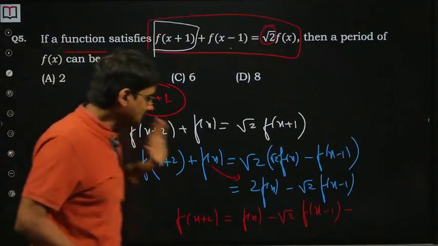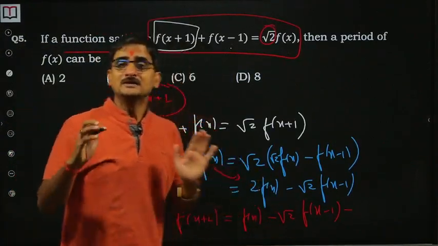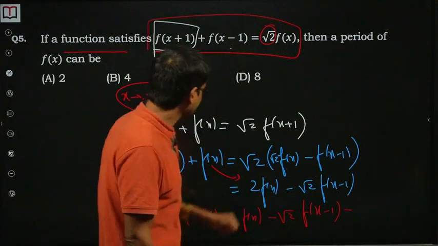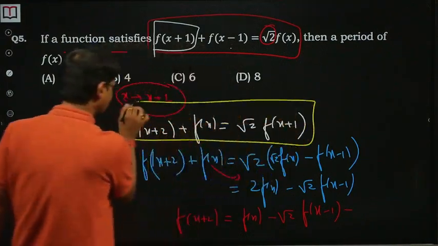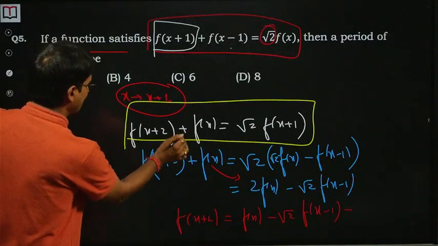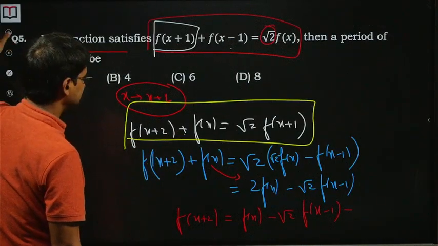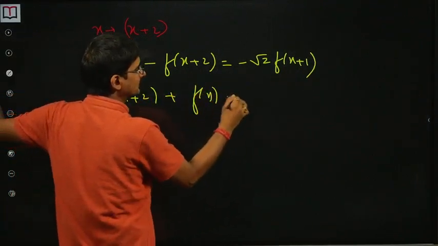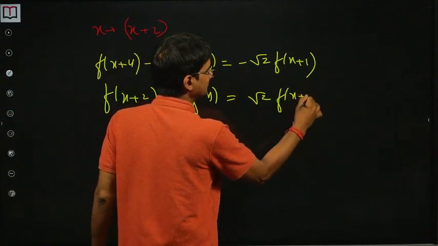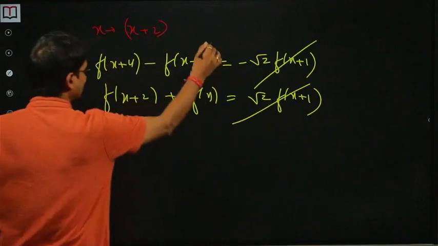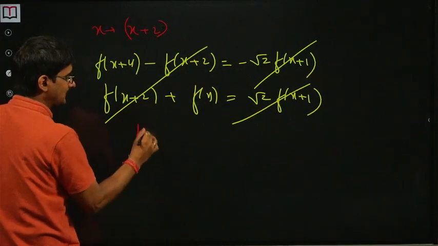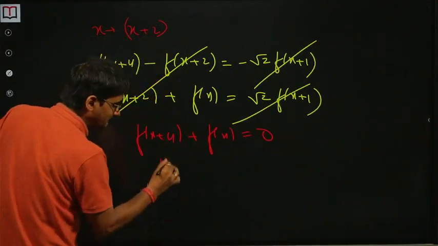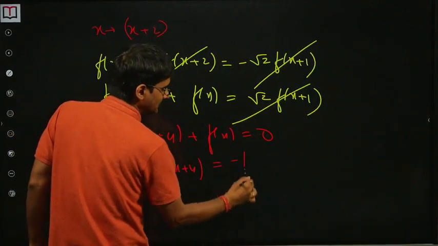See, the target here was, that's what I suggested to my student, to try to get rid of root 2. So here I am seeing that I can get rid of root 2. How? Just add this to this. So f of x plus 2 plus f of x is equal to root 2 times f of x plus 1. That's it. It gets cancelled. So we have f of x plus 4 plus f of x is equal to 0. So f of x plus 4 is equal to minus f of x.